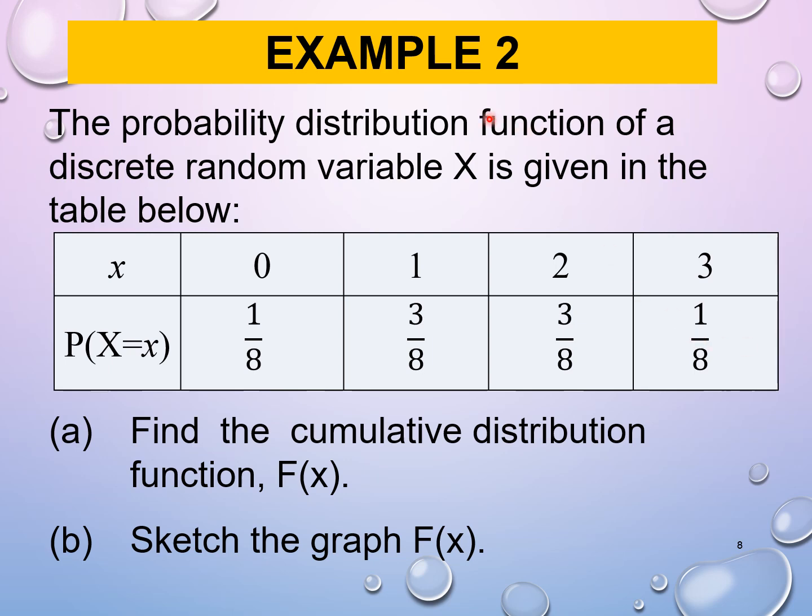Let's see example 2. The probability distribution function of a discrete random variable x is given in the table below. So this is the PDF. Find the cumulative distribution function F(x). You need to find the CDF. We already have the PDF probability and we need to find the cumulative CDF. And then you need to sketch the graph for the CDF, the cumulative.